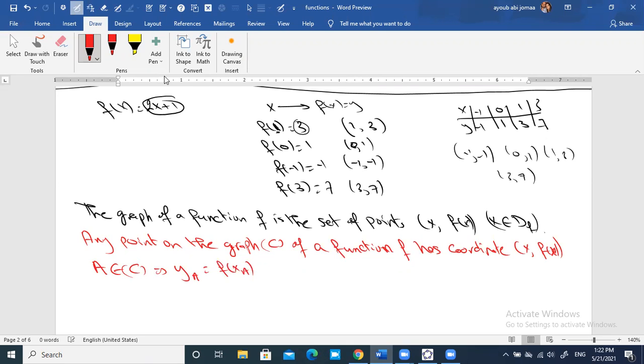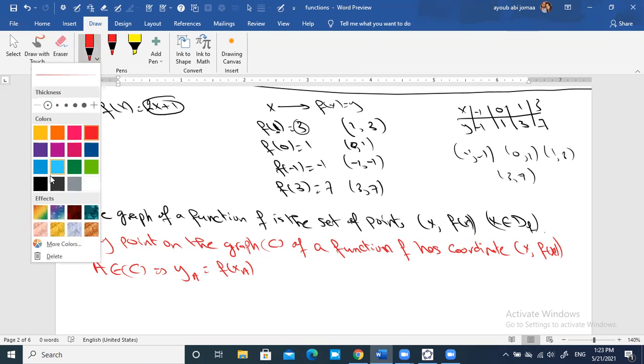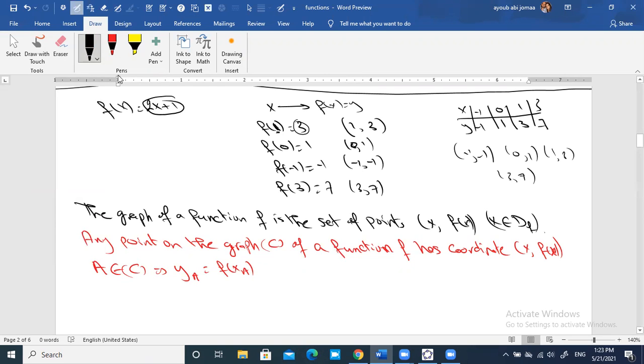Always, the y component is f of x. The y component is f of x. Please keep this with you, you will use it. When you use graphs, you are going to use this idea that any point on the curve has coordinates x, f of x. Meaning the y value is f of x. That's why sometimes we write y equal f of x, because f of x is the value of y on the graph.